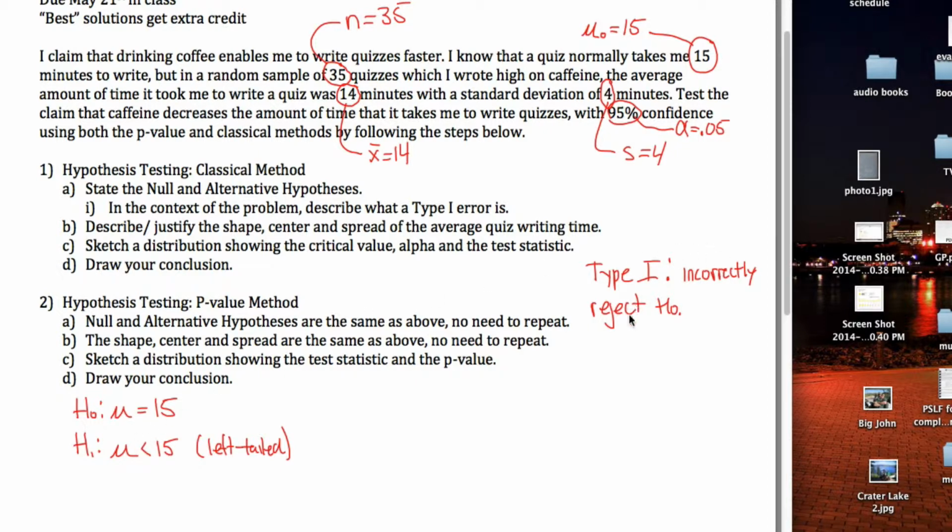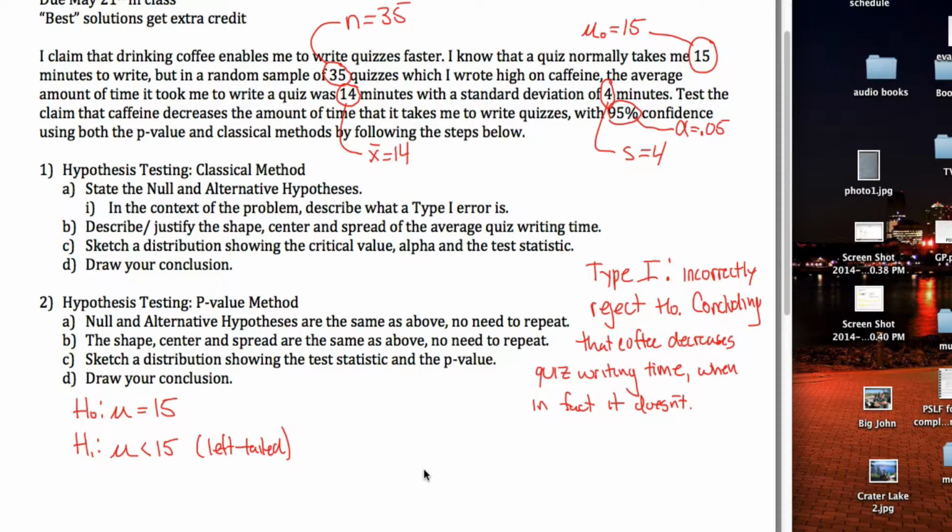So if I incorrectly reject it, what I'm doing is concluding that coffee decreases quiz writing time, when in fact it doesn't. As I said earlier, kind of a false positive. I'm concluding that coffee works, but it really doesn't. That's what a type 1 error is.